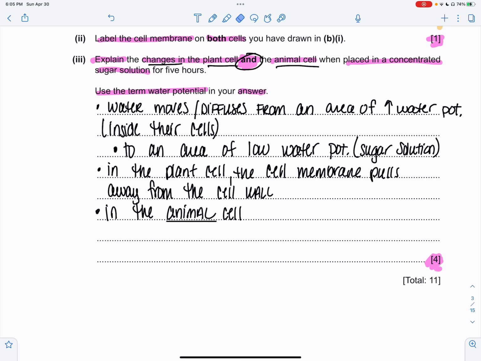And actually it'll make better sense if I get rid of the word in. I'm just going to say the animal cell shrinks. Or you could even say the cell membrane shrivels.